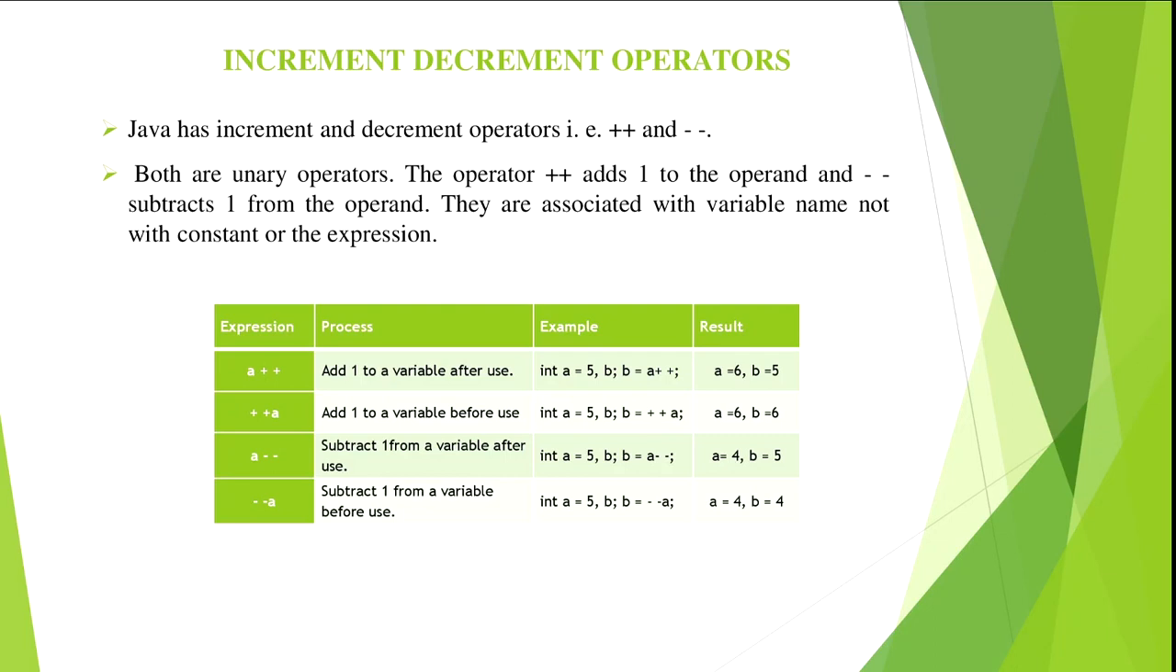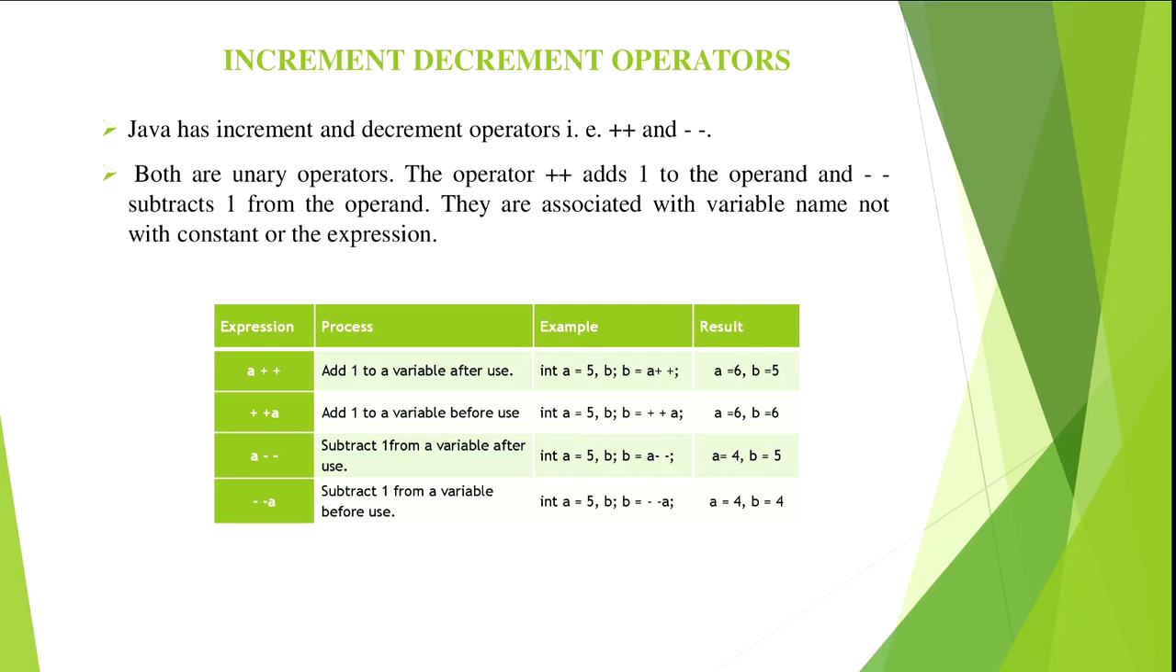The first operator is a post-increment. A plus plus is called as post increment. Post increment means add 1 to the variable after use. In the example column you see, here I take the two variables a equal to 5 and I also declare the b of the type integer, and I write b equal to a plus plus. So what is the meaning?